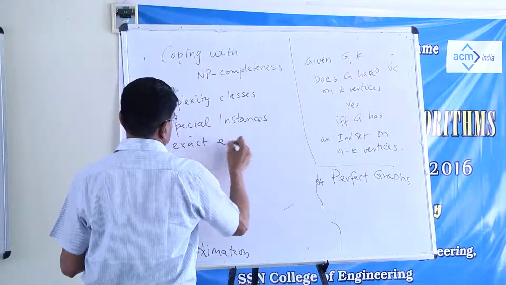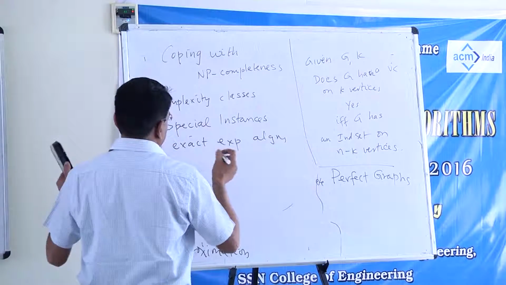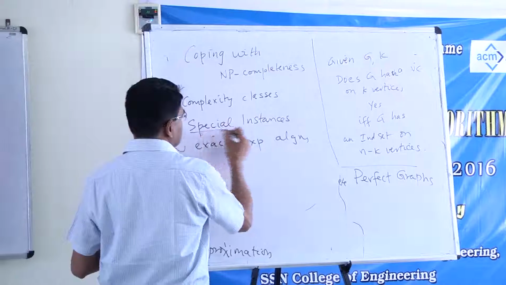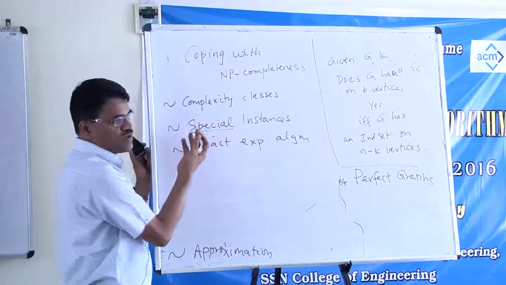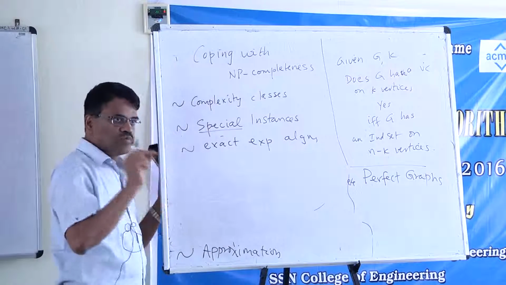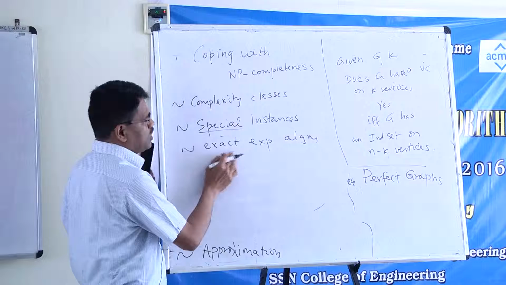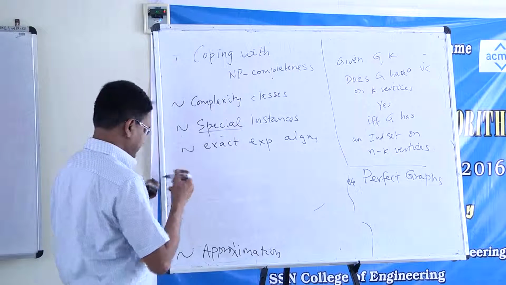In each one of them, you want to exploit special instances, some properties of the input. In approximation algorithms, the challenge is to measure how close your solution is to the optimum. And here you want to improve the base of the exponent.